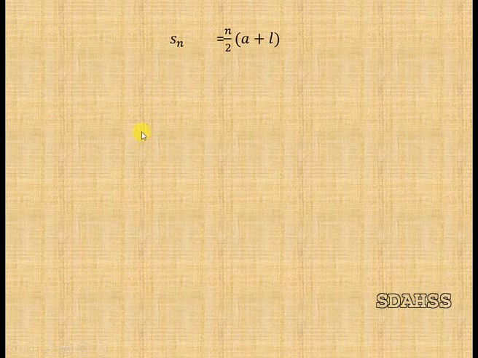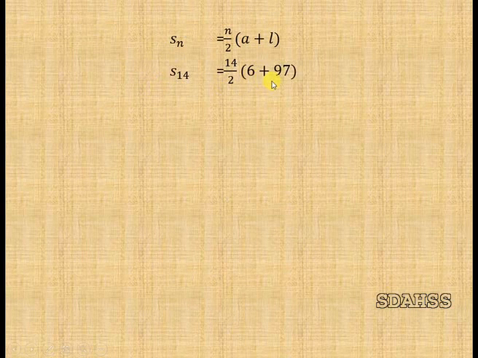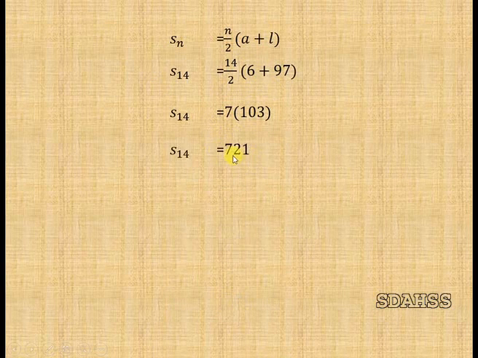Then Sn is equal to n by 2 into a plus L. Here the last term is given, so you have to use this formula. Sn is equal to n by 2 into a plus L. Substitute all the values in this formula. So you have 14 by 2 into 6 plus 97. That is equal to 7 into 103. 7 into 103, 721.